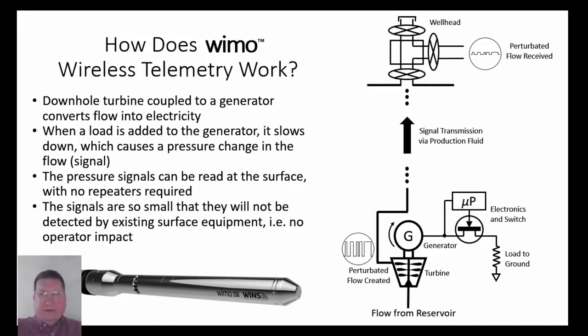So how does the telemetry work on WIMO? It's a pressure pulse telemetry. We start with flow coming from the reservoir, which comes through a turbine, which turns a generator, which powers up electronics. And so we can then pulse width modulate a load to ground, which backwards puts load on a generator, which puts resistance on a turbine, which creates pressure pulses, which propagate up the tubing string. And those pressure pulses can be read at the surface with a high-speed pressure transducer. So it's a very innovative type of pressure pulse telemetry, but it's still based on the same basis as mud pulse telemetry and drilling.